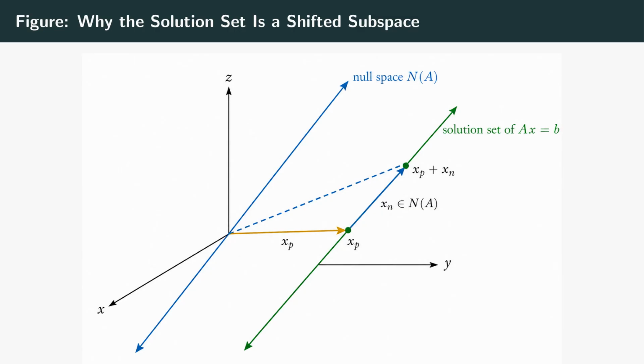Now here is the key idea. To reach any other solution, you start at xp and slide along the blue null space line. Every point on the green line is xp plus some null space vector, and every such sum lands back on the green line. So the solution set is nothing but the null space, picked up and shifted over by one particular solution. If the null space were just the origin, the green set would shrink to a single point, and the solution would be unique. The size of the solution set is exactly the size of the null space.